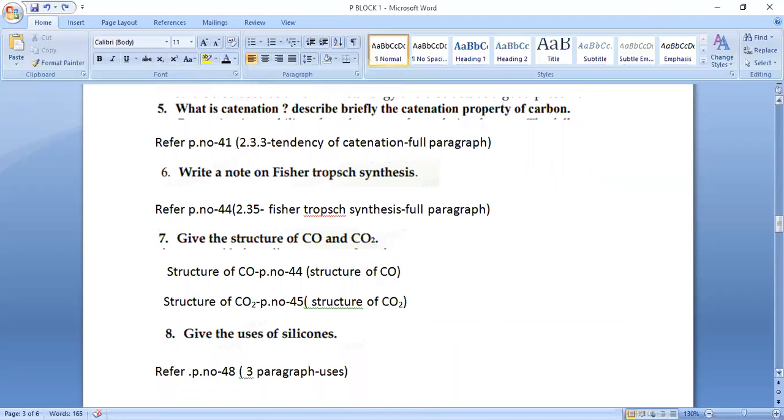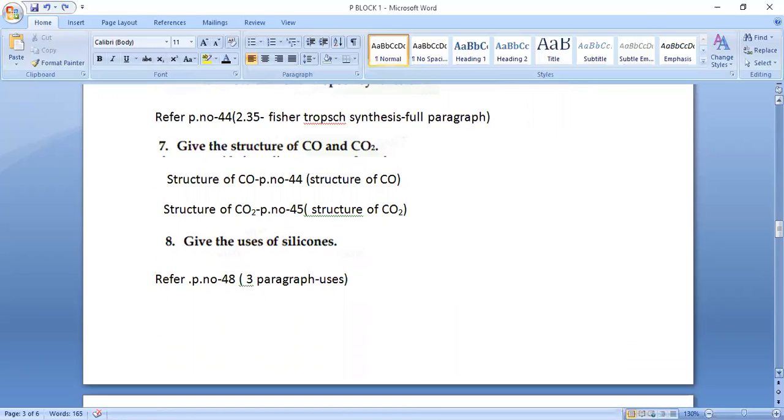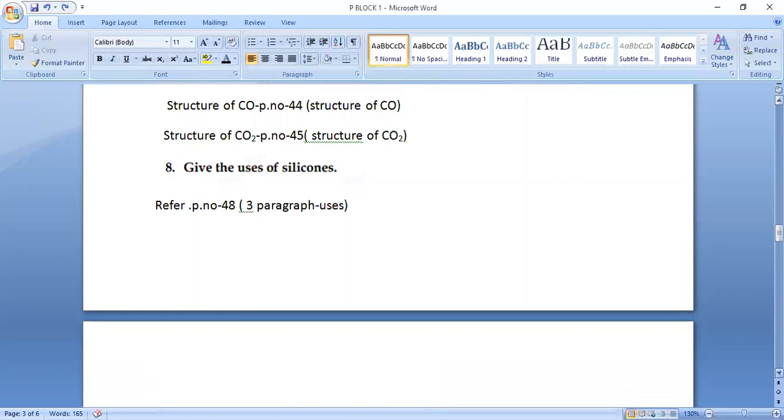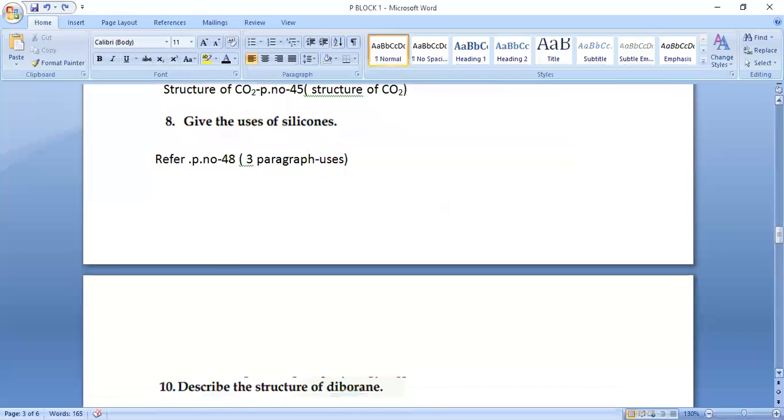Next, on the structure of CO and CO2: the CO structure is in page number 44, and then the CO2 structure is in page number 45. And then next, uses of silicones. For the answer, you need to refer to page number 48, third paragraph. The third paragraph has the uses. So the full uses you need to mark. So all the points you need to read for the uses of silicones.